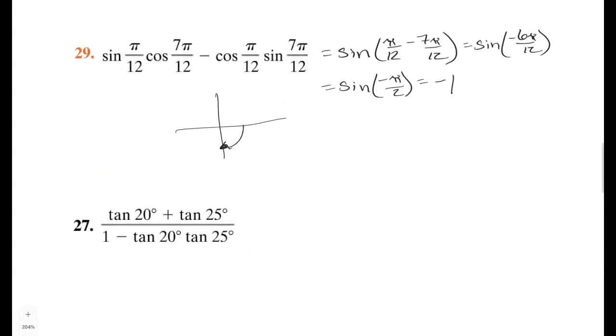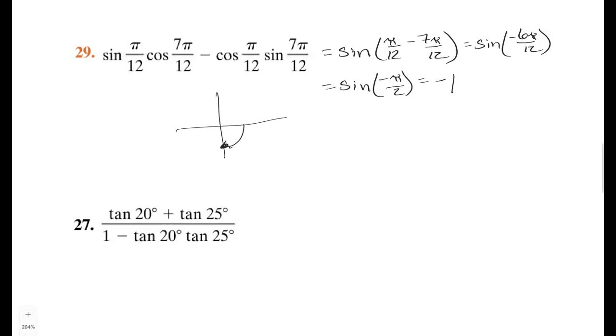We're going to do the same thing with this one. We have tangent of 20 plus tangent of 25. All of that's divided by the denominator, 1 minus tangent 20, tangent 25. So if we compare with those formulas, that's going to be equal to the tangent of 20 plus 25, which is the tangent of 45 degrees. And that's going to be square root of 2 over square root of 2 divided by square root of 2 over square root of 2, which is equal to 1.